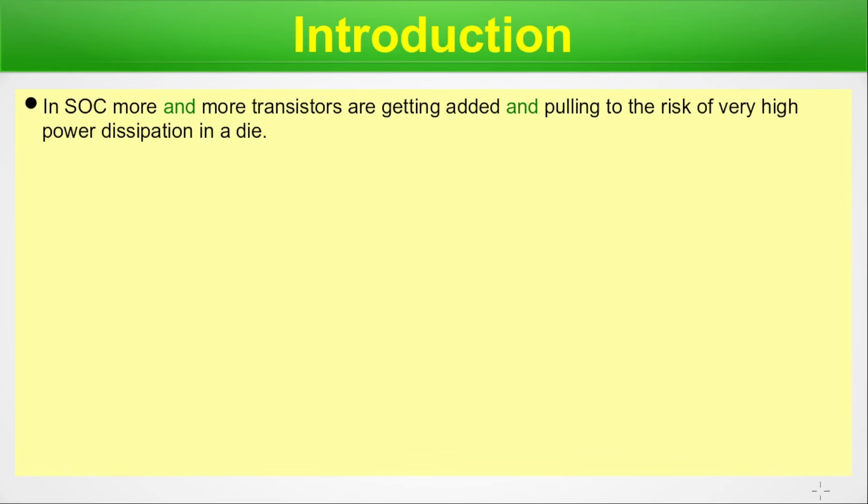Introduction. In SoC, more and more transistors are getting added, leading to the risk of very high power dissipation in a die. As per Moore's law, many transistors are getting included in a chip as we proceed towards a lower technology node, and it causes a high risk of power dissipation.